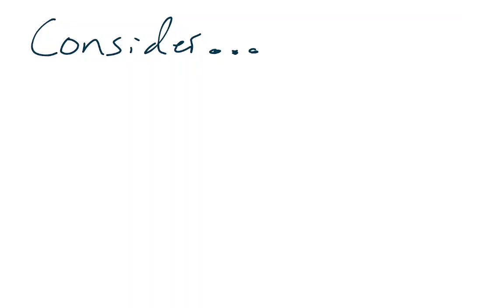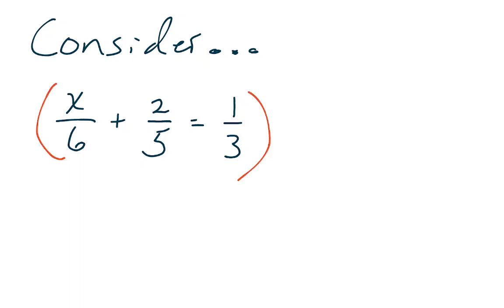Now, I always like to start out with, honestly, a more simple fraction equation where x is not in the denominator. Something like x over 6 plus 2/5 equals 1 over 3. Now, there's very possibly different ways that you go about solving this problem, but I want to try to get you to solve this problem by multiplying everything by a number.